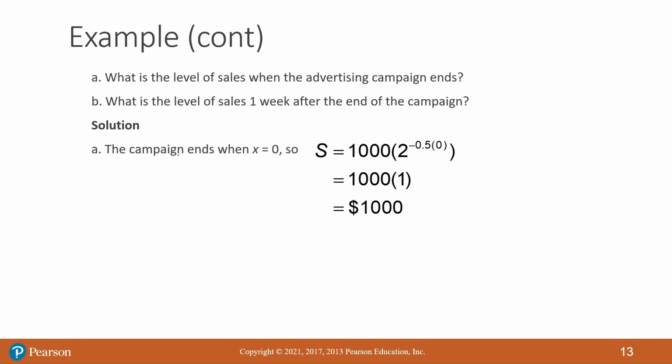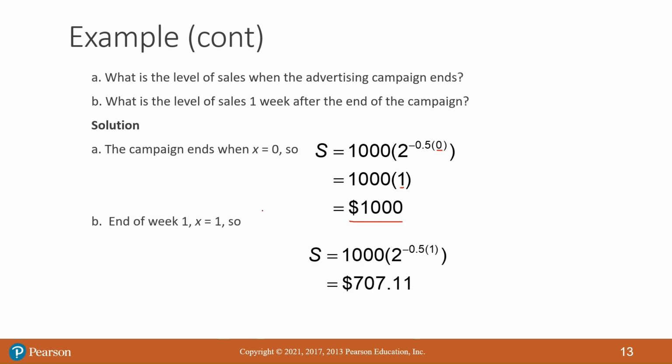Well, when the advertising campaign ends, that's week 0. So we need to set x equal to 0. If we set x equal to 0 in our equation, we have 1,000 times 2 raised to the negative 0.5 times 0. Now, anything times 0 is 0. Anything raised to the 0 is 1. So basically we get 1,000 times 1, and we can see that at the end of our advertising campaign, we should be making $1,000 at week 0.